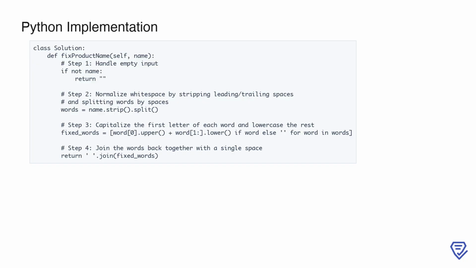Example execution. Input: "hello world". Normalized words: ["hello", "world"]. Fixed words: ["Hello", "World"]. Output: "Hello World". This implementation is efficient, handling edge cases such as empty input, excessive spaces, and mixed capitalization. The time complexity is O(n), where n is the length of the input string, as each character is processed once. The space complexity is also O(n), due to the intermediate list of words.